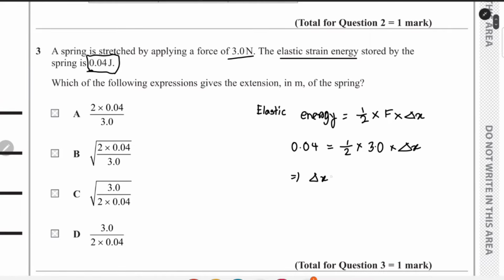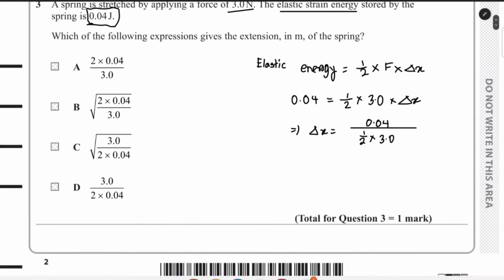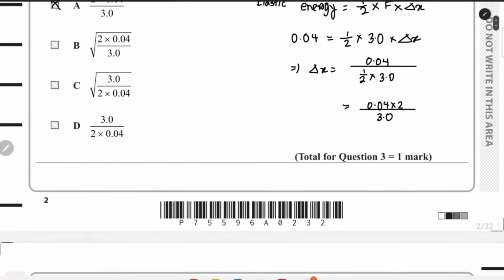If we calculate the extension, we'll get 0.04 divided by half into 3. So 0.04 into 2 by 3.0, which is this. So A is the answer to question 3.